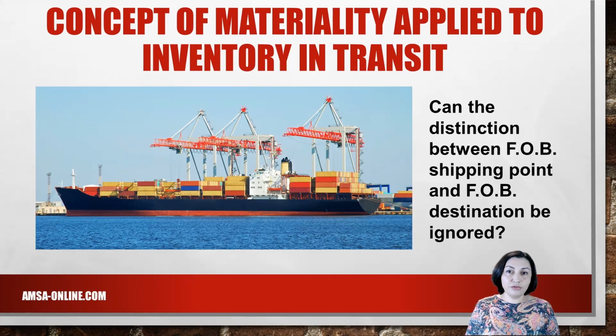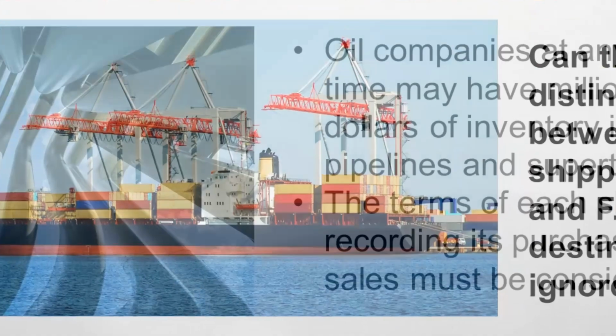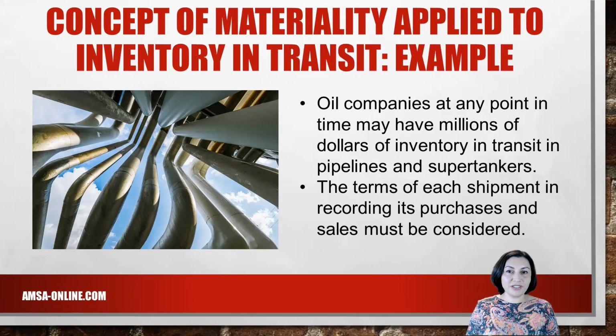In some industries, inventory in transit at the end of the accounting period may be very material. For example, oil companies at any point in time may have millions of dollars of inventory in transit in pipelines and supertankers. In these situations, the company must consider the terms of each shipment in recording its purchases and sales. This is one of the areas that is heavily tested by internal and external auditors, as the improper recording of sales and purchases may have a material effect on financial statements.